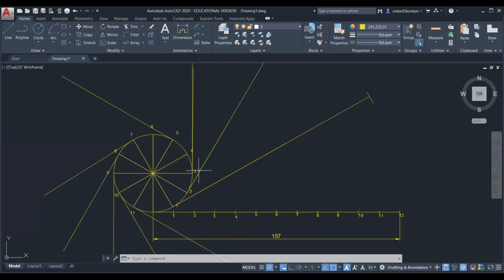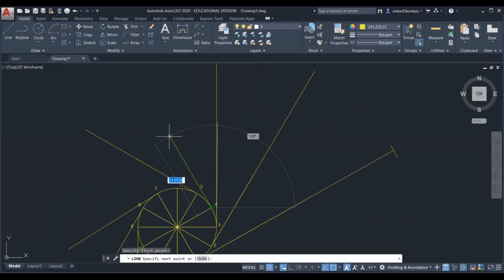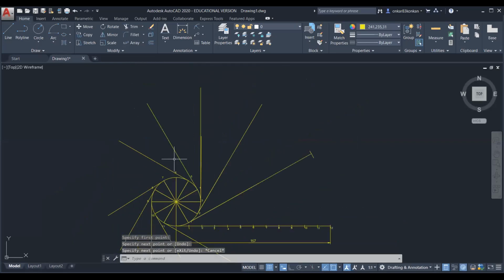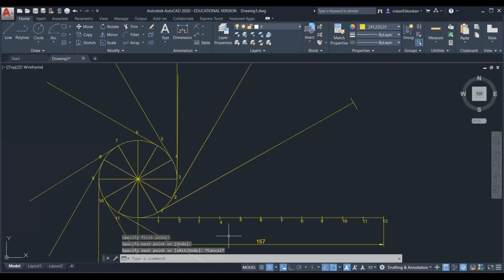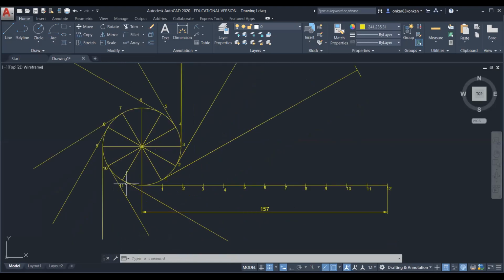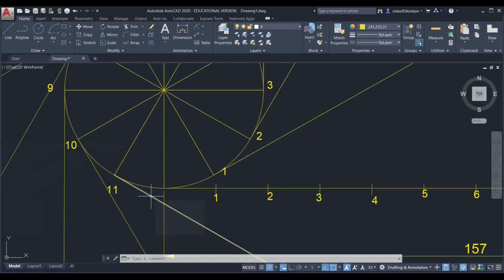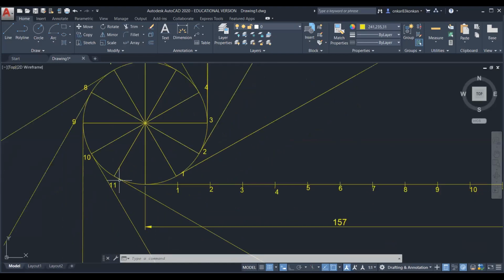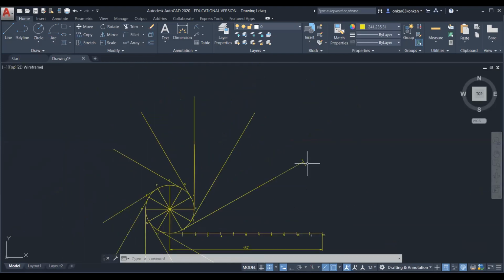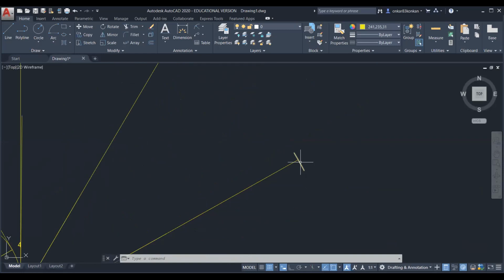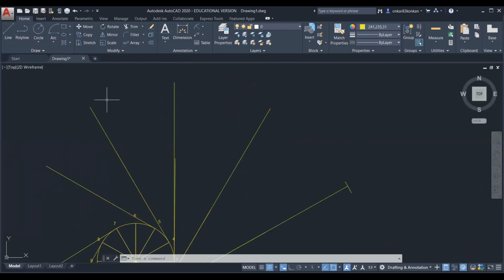And then one line is missing. So take 4 to 12. Then after that, take 5 to 12, 6 to 12, and 11 to 12. So 11 to 12 will be on this line, which is the line tangent to point 11. And then from each arc, draw the smooth curve.